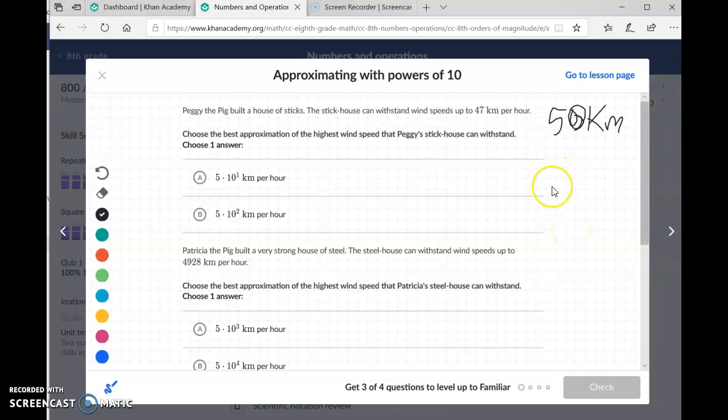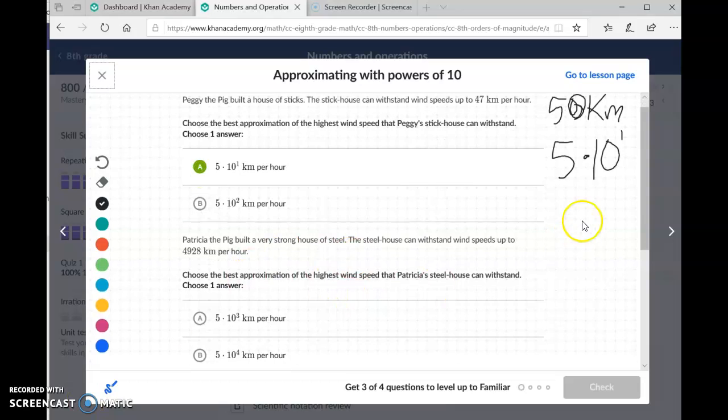Well, my first number has to be less than 10 but bigger than 1, and then I would be multiplying it by 10 and then some exponent. It has to be to the power of something. So this would be 5 times 10 to the first power. And how do I get that? Because 5 times 10 is 50. So here's what my answer would be for that one.